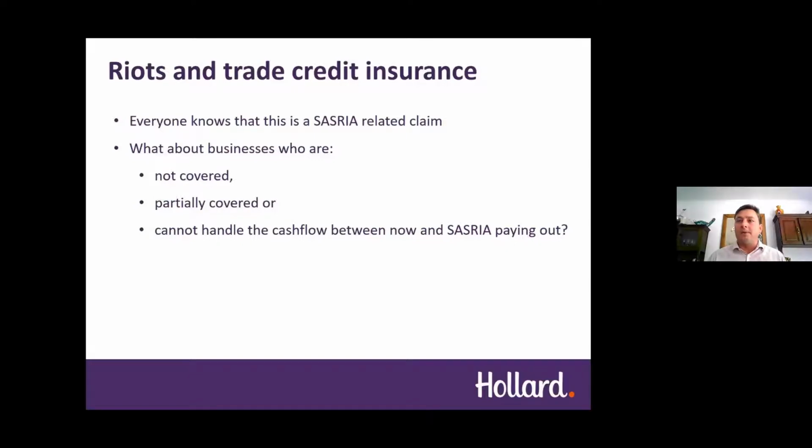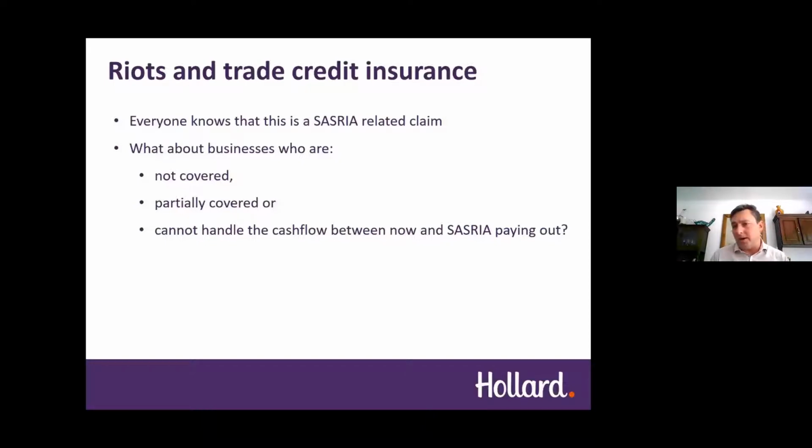If a business is waiting for a SASRIA payout, and they go under in the interim, well, then trade credit insurance is on the hook. Does that make sense? Because we cover default insurance. The fact that it related to a SASRIA claim may mean that we've got an avenue to recover against that insured debt or that bad debt. But in reality, it's not really a reason for us to be able to decline it.